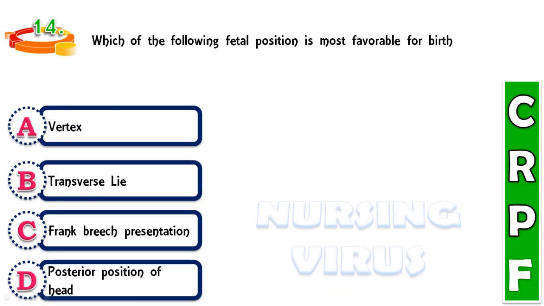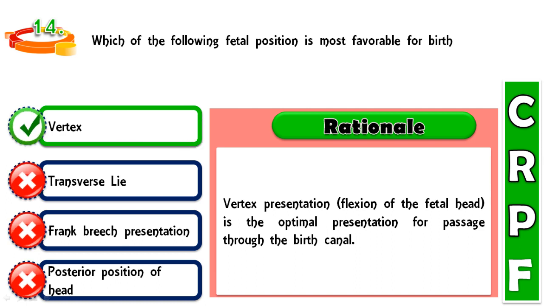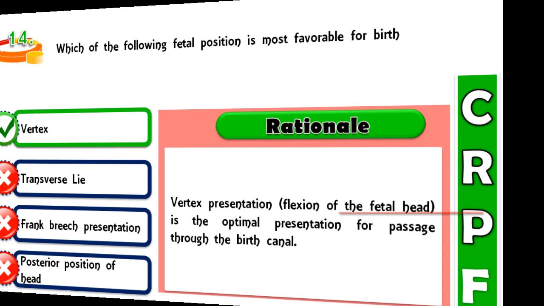14. Which of the following fetal positions is most favorable for birth? Vertex, transverse lie, frank breech presentation, posterior position of the head. So the correct answer is vertex. The vertex presentation is the flexion of the fetal head in the pelvic inlet. It is the optimal presentation for passage through the birth canal.